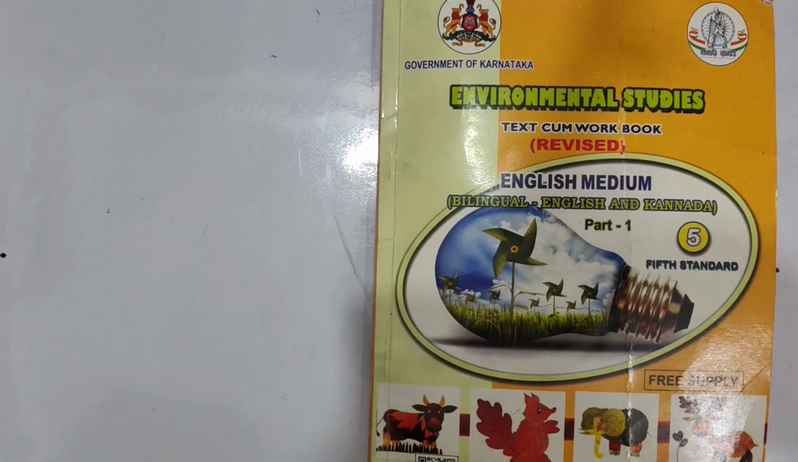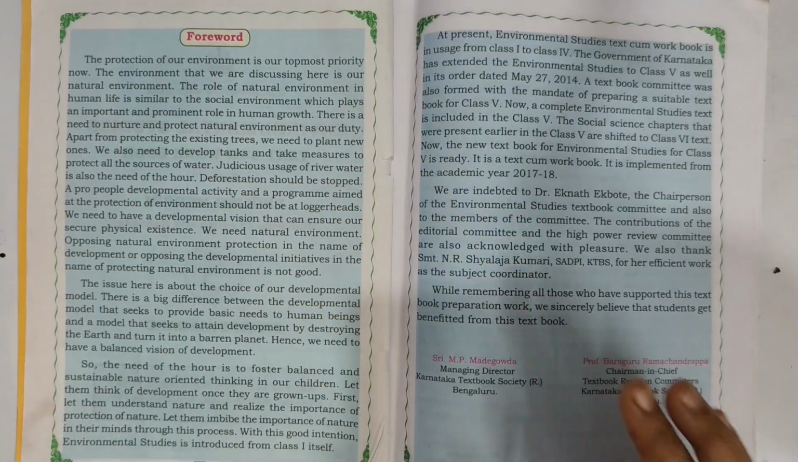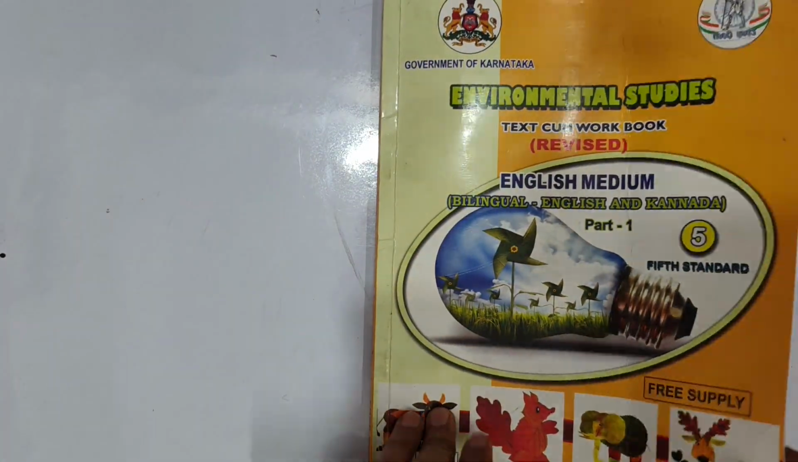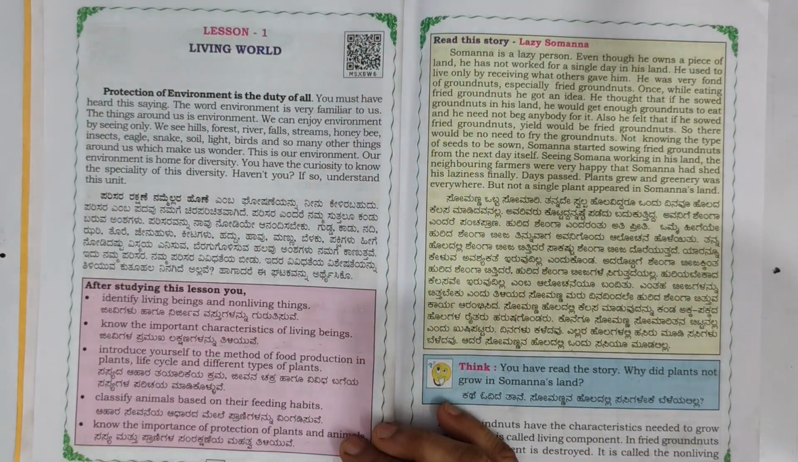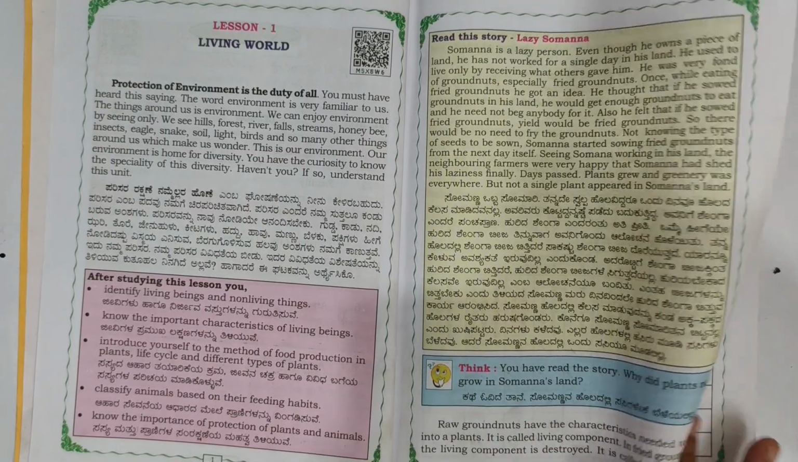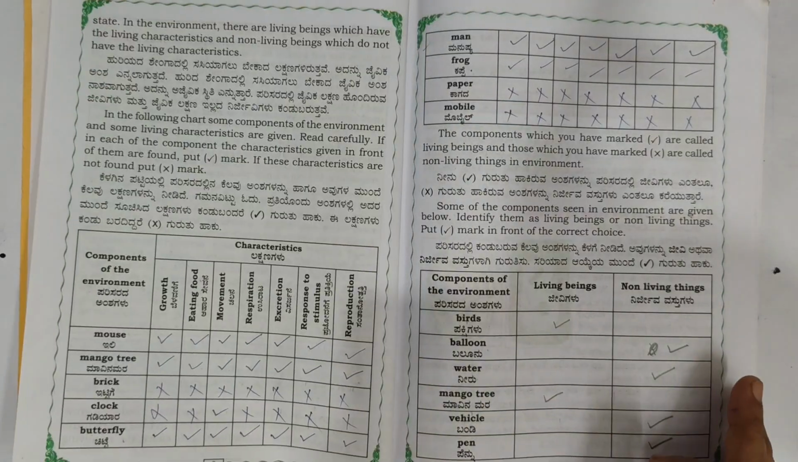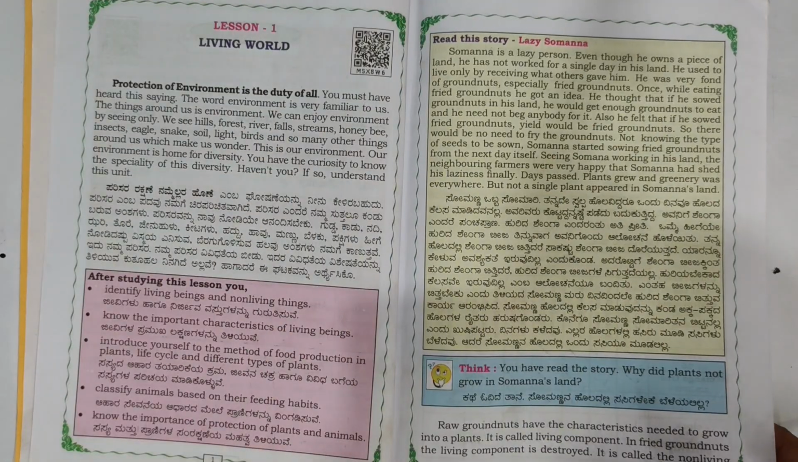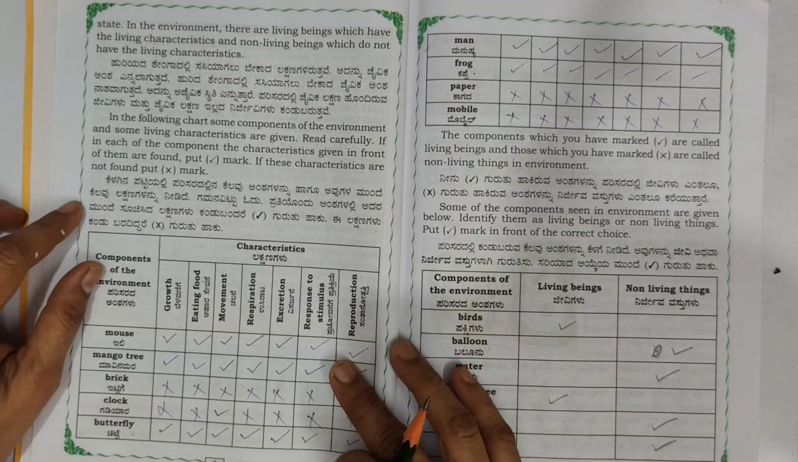Hello, Namaste. Now let's solve all the activities of 5th standard EVS first chapter, the living world. In the last classes I have explained this whole chapter, and now I am going to solve only the columns. Here is the first one.